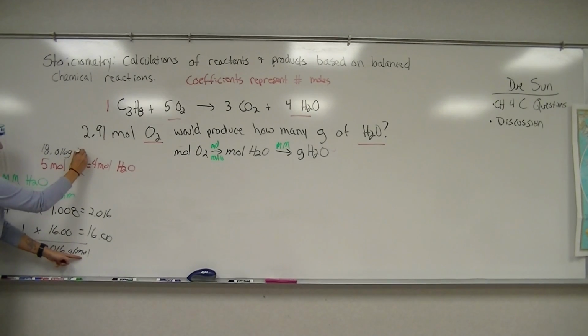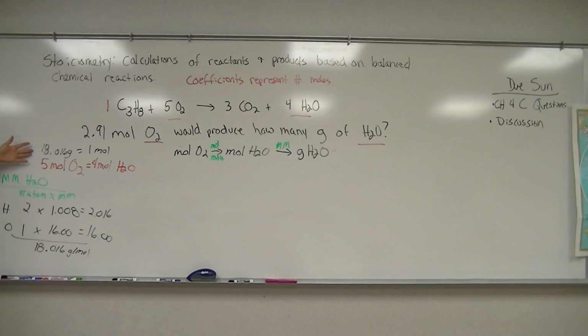So I'm going to set that equal to 1 mole. That means if I had 1 mole of water, and I weighed it out on the scale, it would weigh 18.016 grams. So these are our 2 conversion factors that are going to get us from moles of oxygen all the way to grams of water.